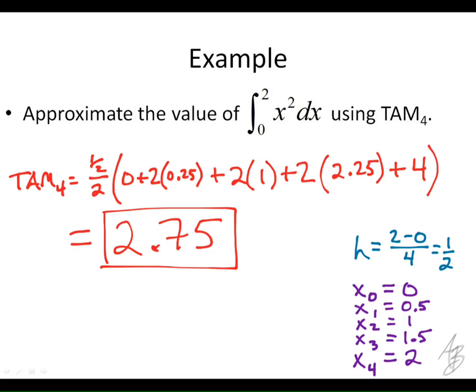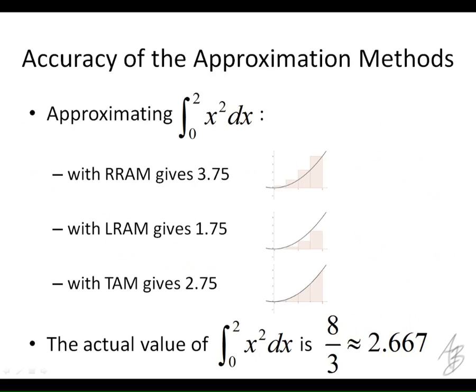So what this tells us is this integral here, the area between the function x squared and the x-axis on the interval from 0 to 2, is going to be about 2.75. Now that's not an exact answer, but it is a more accurate answer than what we got when we did the same approximation when we used rectangles. So let's look at that real quick. If we were to approximate the integral from 0 to 2 of x squared, when we used RRAM, the picture looked like this, and we got 3.75. When we used LRAM, we got a picture like this, and we got 1.75.